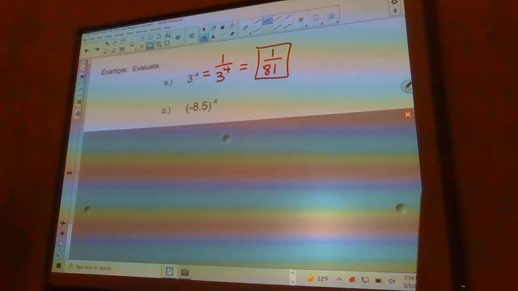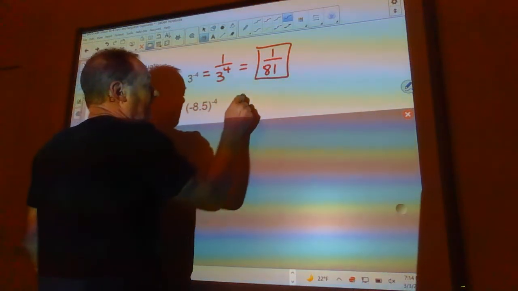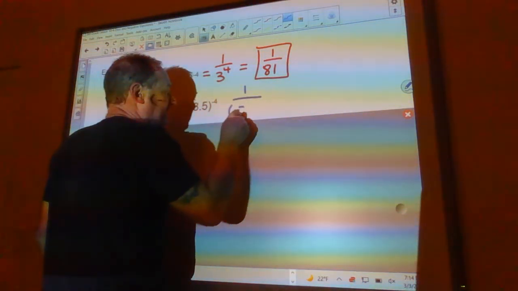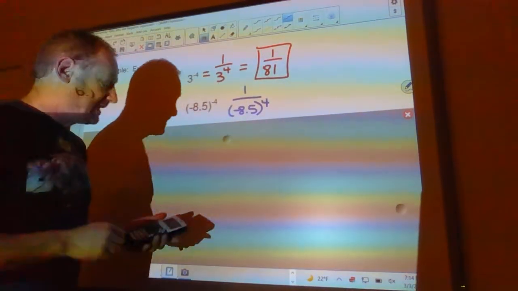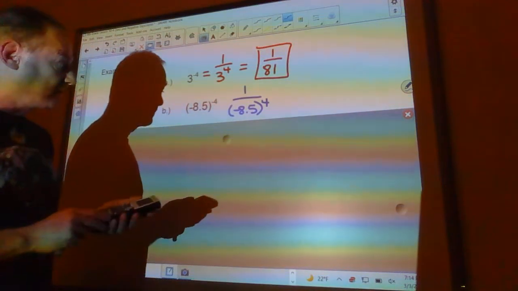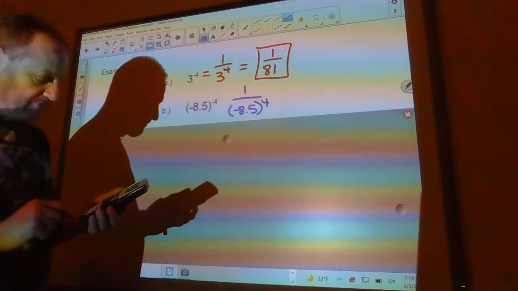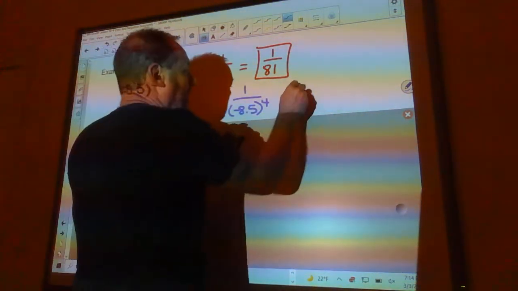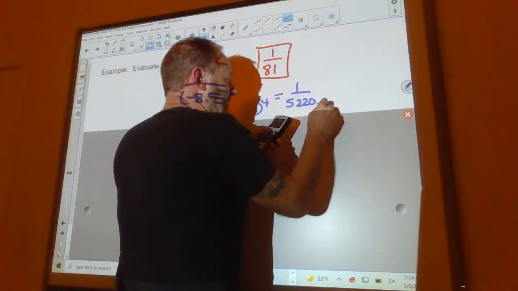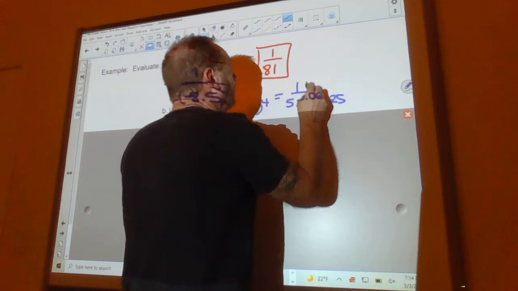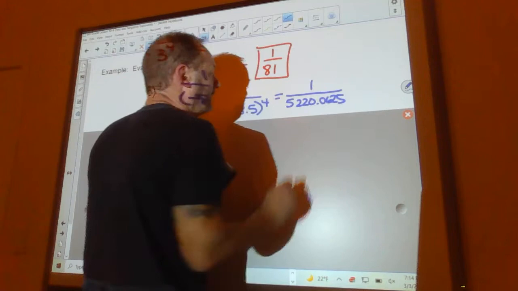Negative 8.5 to the negative 4 power. Okay, so this is going to be 1 over negative 8.5 to the positive 4 power. All right, so I'm going to get out my handy-dandy TI-84 Plus C Silver Edition graphing calculator at this point. 8.5 to the 4th power is 5,220.0625, so this is 1 over 5,220.0625.